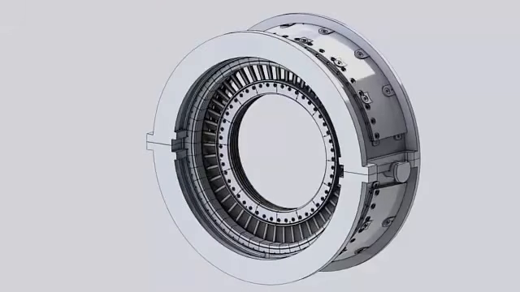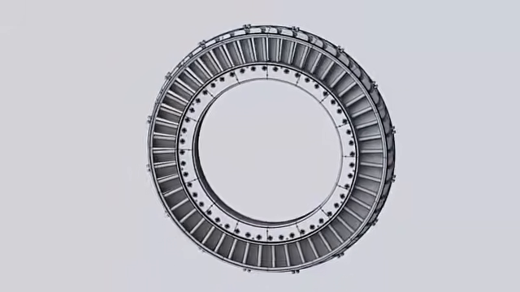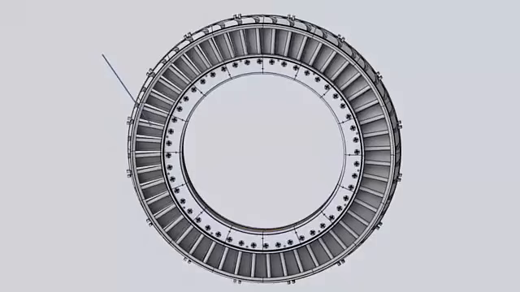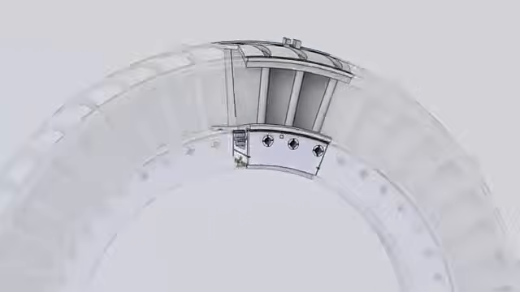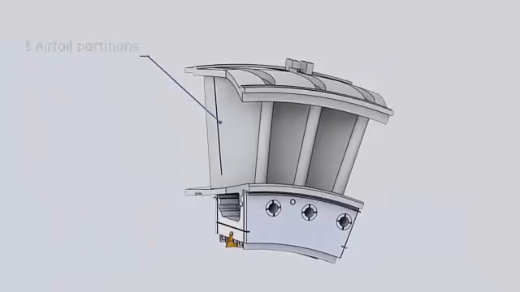Hot gases leaving the first stage rotating buckets are expanded again and directed to the second stage rotating buckets by the second stage nozzle. The second stage nozzle set consists of 16 segments. Each segment contains 3 airfoil partitions.